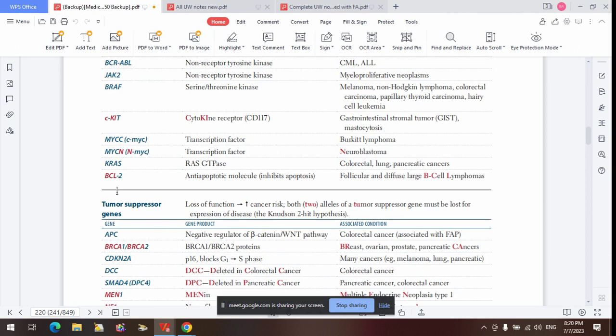Then the last one is BCL2. We said BCL2 is an anti-apoptotic molecule that inhibits apoptosis. So if somebody has a lot of BCL2 in them, taking us back to the apoptotic pathway, BCL2 and BCL-XL, both of them inhibit apoptosis. They don't allow cells to die. So the cancer cells use that to their own advantage by overexpressing BCL2. When they overexpress BCL2, they don't die by apoptosis, so they will exist for a long time.